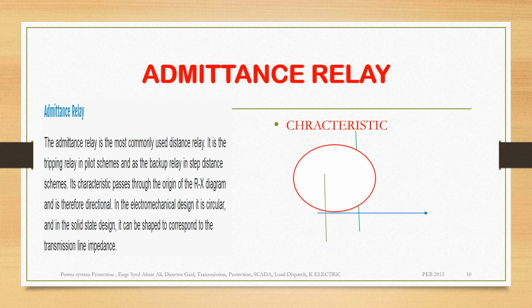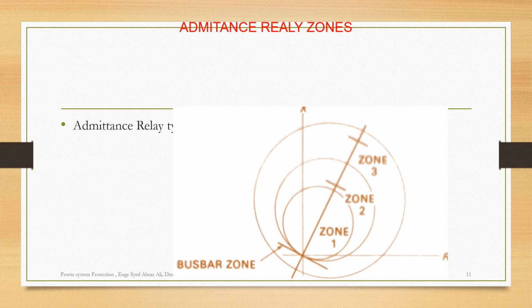It does not mean the center is at the origin; the circle passes through the origin. So this is the basic principle of the admittance relay. The advantage is that it becomes a directional relay. So this is the most common relay used in the distance protection of the transmission line. You can explain this when you are asked. Now the zones will look like this. We will discuss this in detail when we come to the detailed discussion of the admittance relay in the video lecture series.